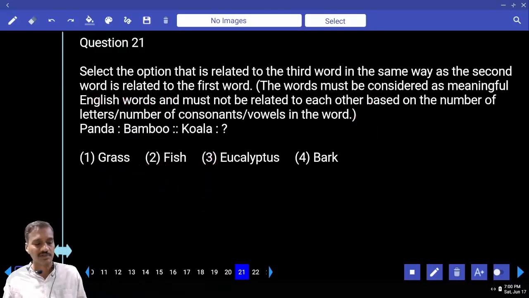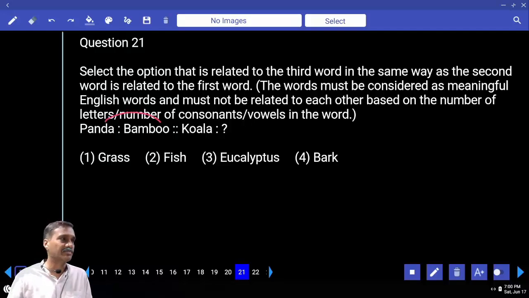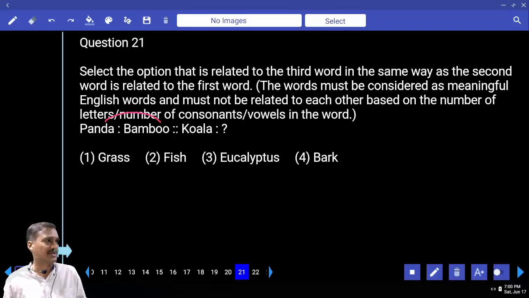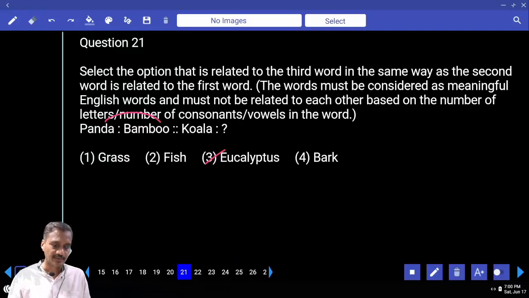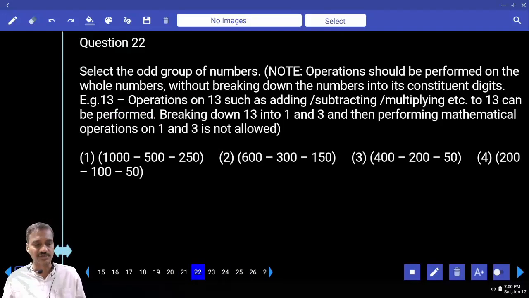Then the 21st. Panda is to bamboo, isn't it? And koala is to what? What is the relation between panda and bamboo? Yes, any information regarding this one? No. Pandas live on bamboos and koalas live on eucalyptus, that means on the tall trees. Then the 22nd. Now in this 22nd, select the group of this one.